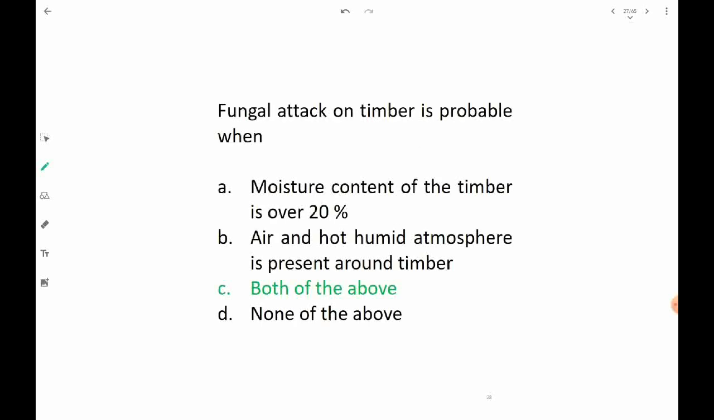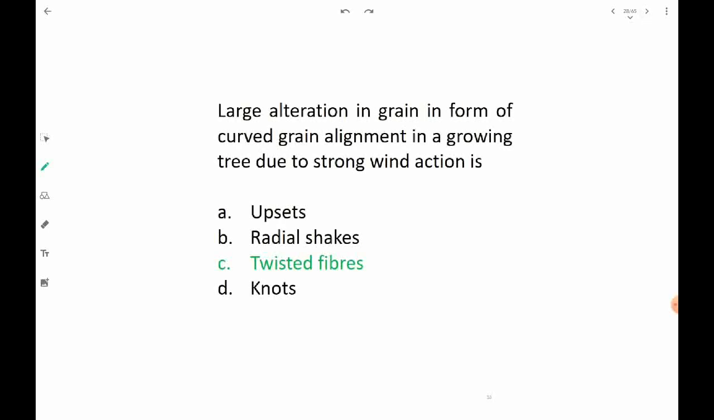Fungal attack on timber is probable when the moisture content of the timber is more than 20% and air and a hot humid atmosphere is present around the timber log. Large alteration in grain in the form of curved grain alignment in a growing tree due to strong wind action is twisted fibers.